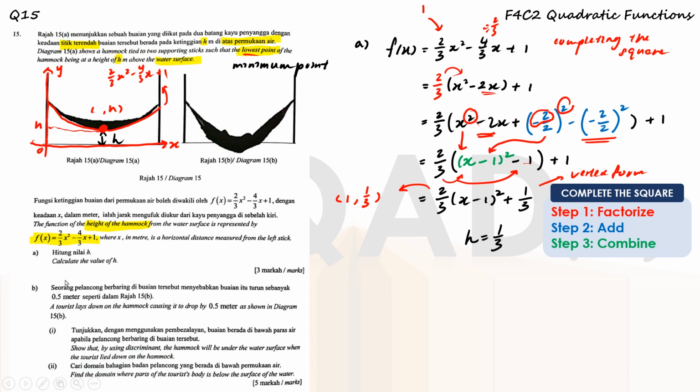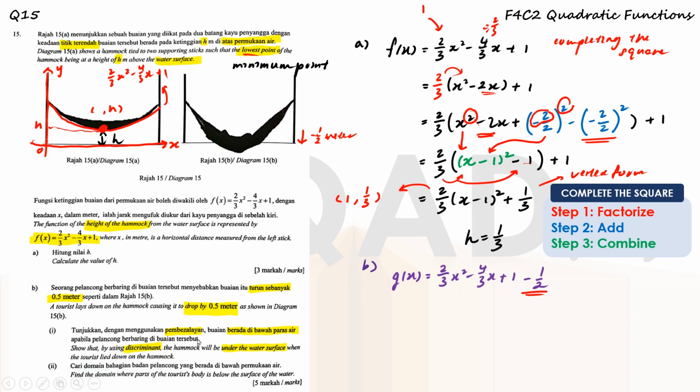Alright, next question is for part B, a tourist lies down on the hammock. So this hammock drops 0.5 meters, right? So if you want to write our new equation for this case, we need to minus 1 over 2 because it is lowered down by 0.5 meter or 1 over 2 meter. Okay, so we do minus.